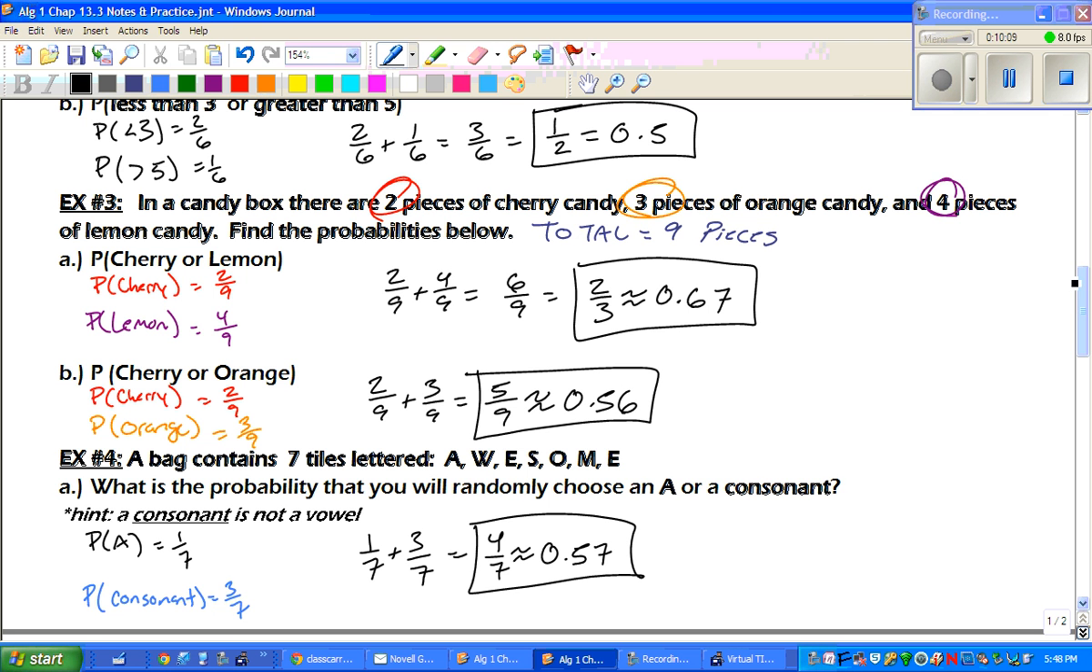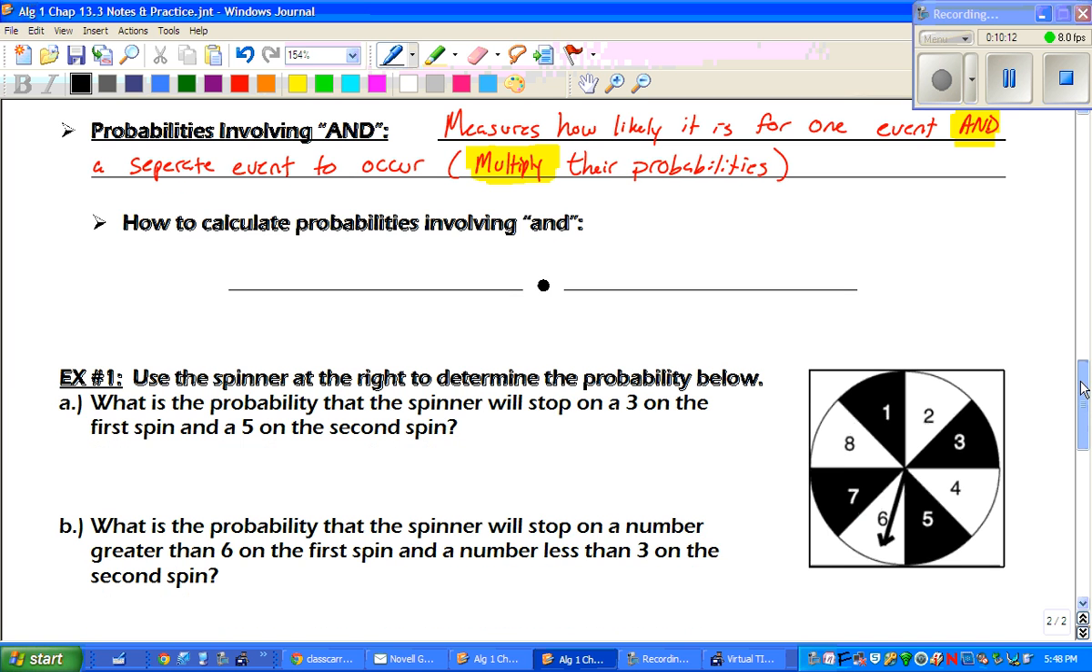All right, let's go on to the other side. Now, probabilities involving and. This measures how likely it is for one event and a separate event to occur. So this is the one where there are two completely separate events happening. And when that happens, we multiply their probabilities. So you take P1 times P2. So it's the same thing as the other side, but instead of adding, now we're going to multiply the two together.